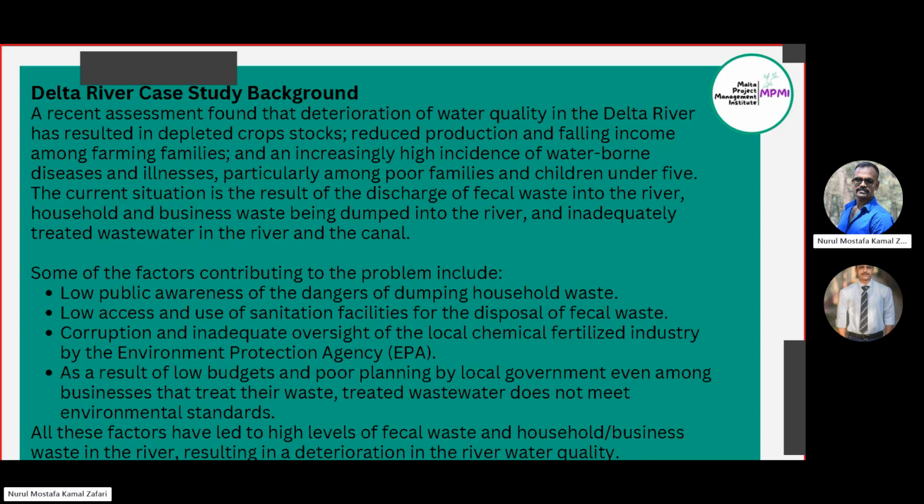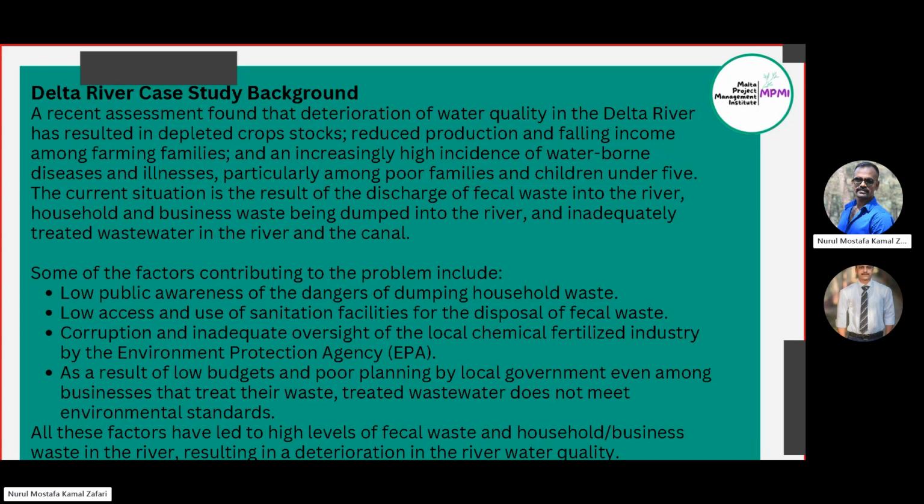And the case is about a river, and its name is Delta River. So the Delta River water is contaminated, and it results in low crop production, low yielding of fisheries, waterborne diseases among the communities, and other diseases. Why does it happen? Because people have little knowledge and awareness regarding the bad side of dumping fecal waste and household waste into the river.